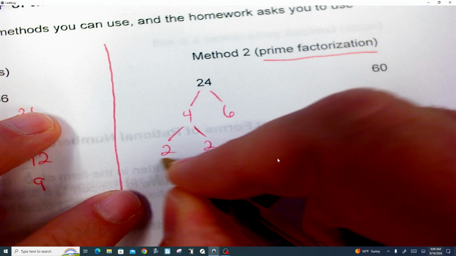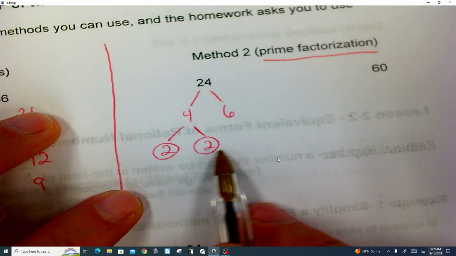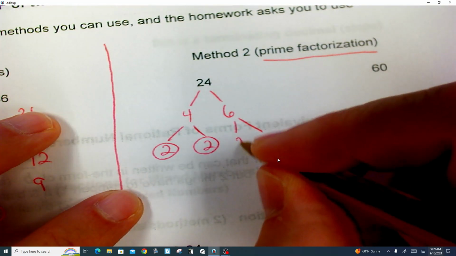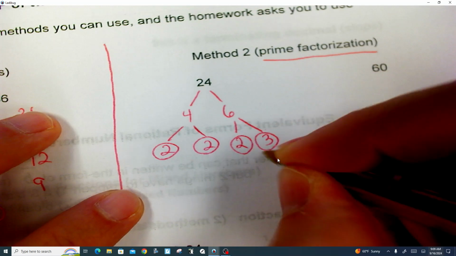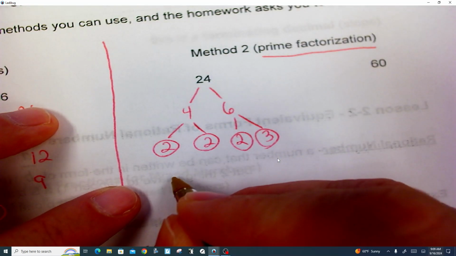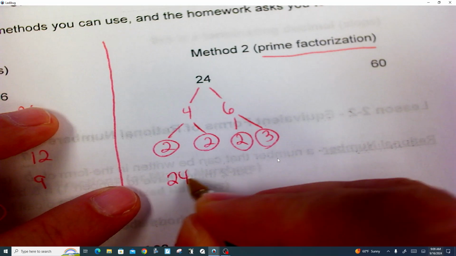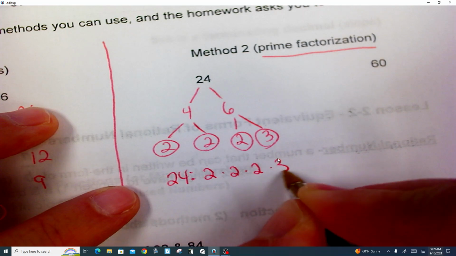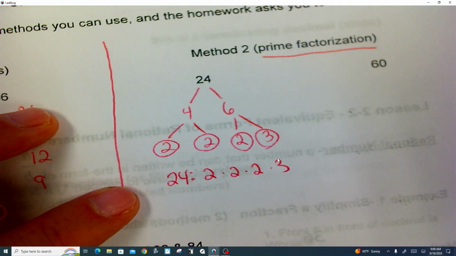2 times 2 is 4, and these are prime. Does that make sense? Hey, what's 6 break down to, class? 2 and what? 3. Now, I want you to take a moment and just write down 24 and write them 2 times 2 times 2 times 3. Your prime factors that all multiply together.